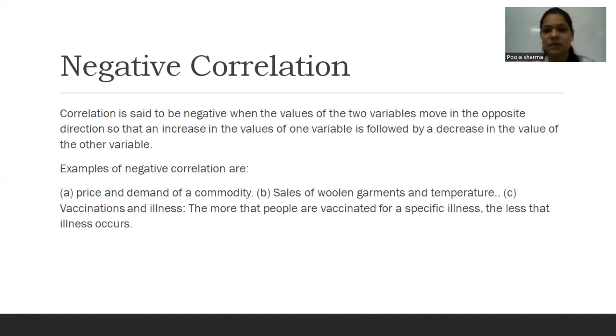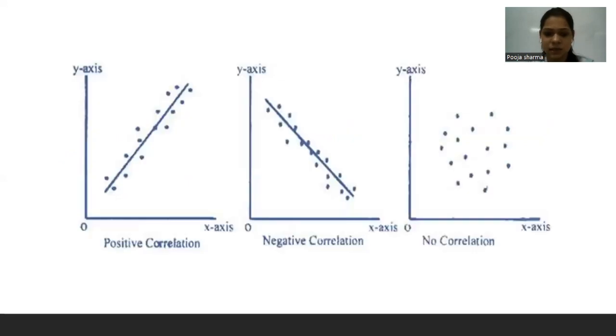Other examples could be the sales of woolen garments and the temperature, and vaccination and illness. The more that people are vaccinated for a specific illness, the less that illness occurs. So these are examples of negative correlation. This is the graphical representation of positive, negative, and no correlation.